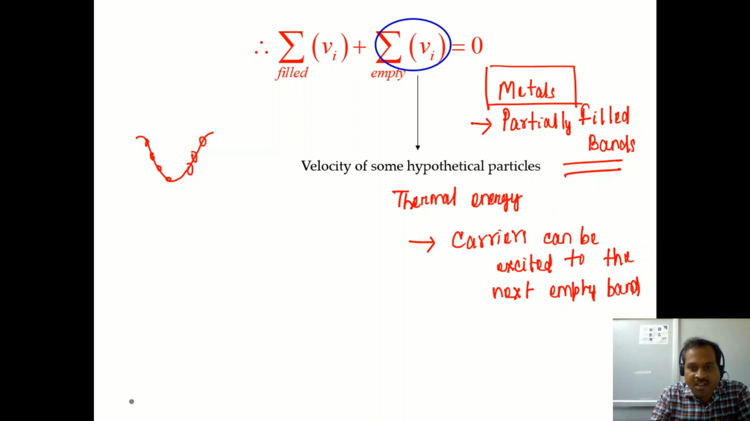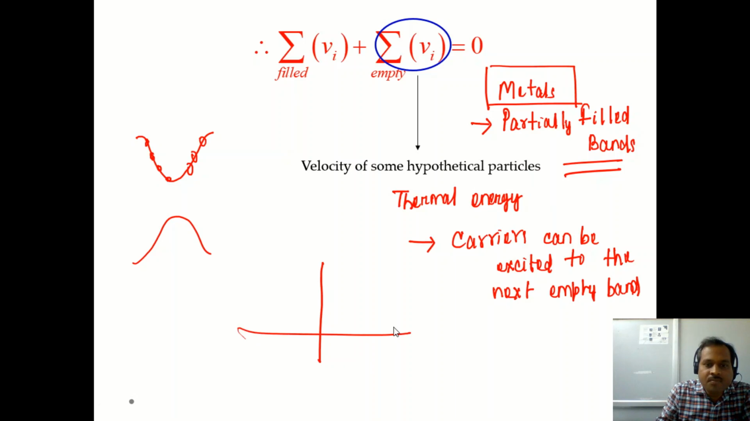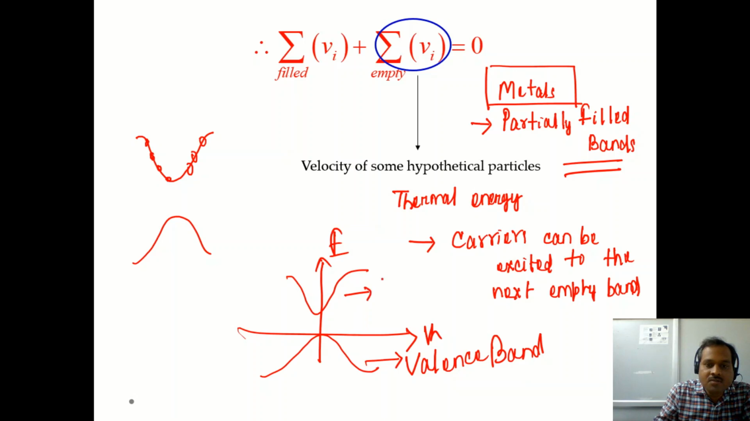And usually the lower band is called as the valence band, and so if this is the EK diagram, so this is the completely empty band, this is the completely filled band, and this lower band is called as the valence band, and the upper band is called as the conduction band. And the energy difference between the valence band maximum VBM and the conduction band minimum CBM is what is called as the band gap.